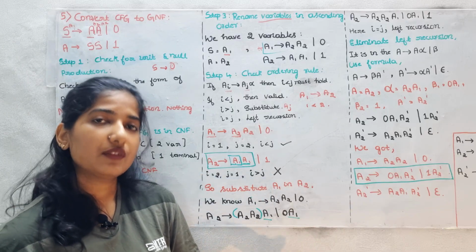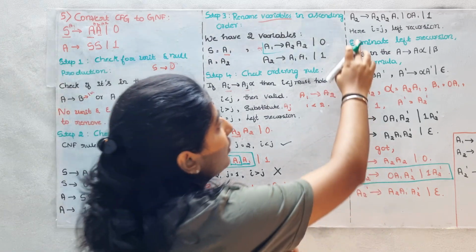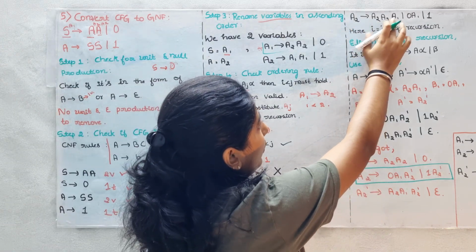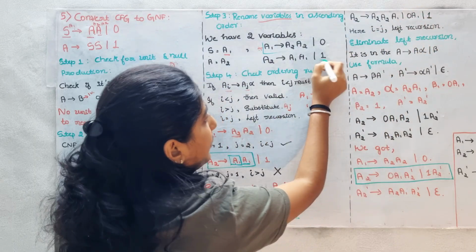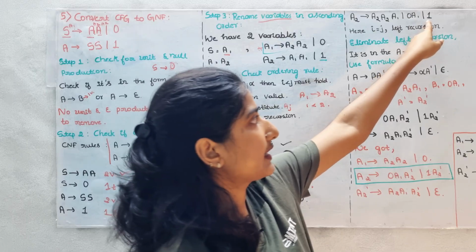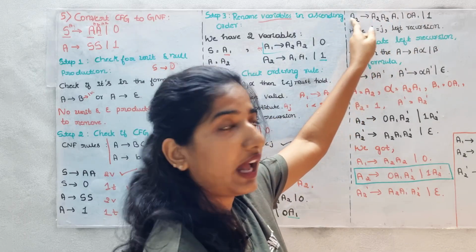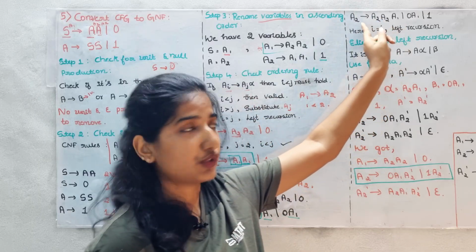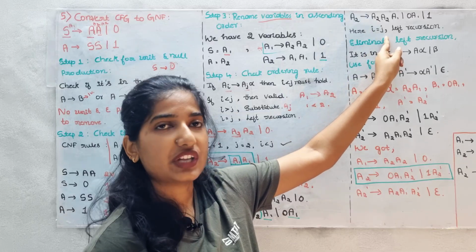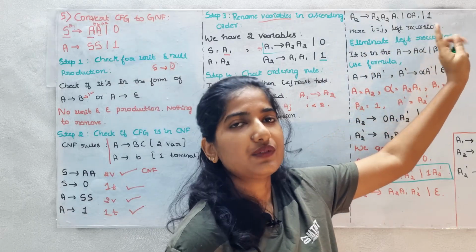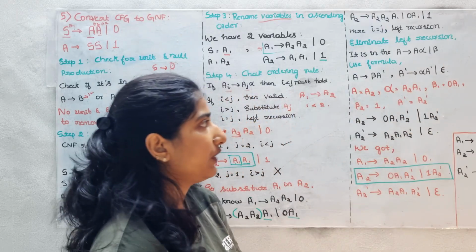After substituting, again we have to check the cases of I and J. So we have A2 derives A2 A1 or 0 A1 or 1. This one, keep it as it is. Okay, so now check whether I is less than J or I greater than J or I equals to J. So here 2 equals to 2. I equals to J. So there comes the left recursion. So what we have to do? We have to eliminate left recursion now.